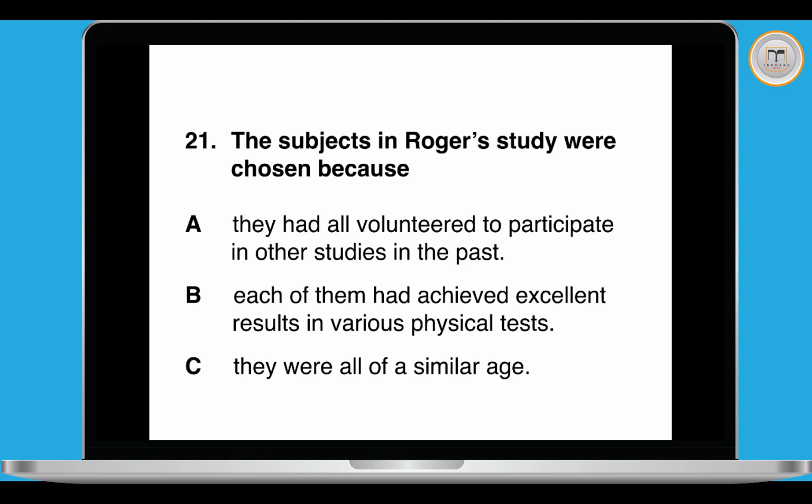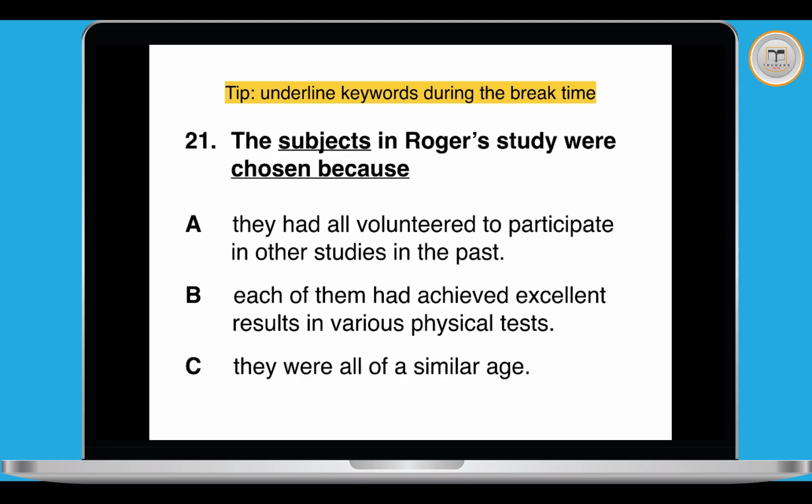And my tip that I gave in lesson 1, underline keywords during that break time. Let's underline some words and read the question together. So the question, the subjects in Roger's study were chosen because. So subjects chosen because, those are the key words.